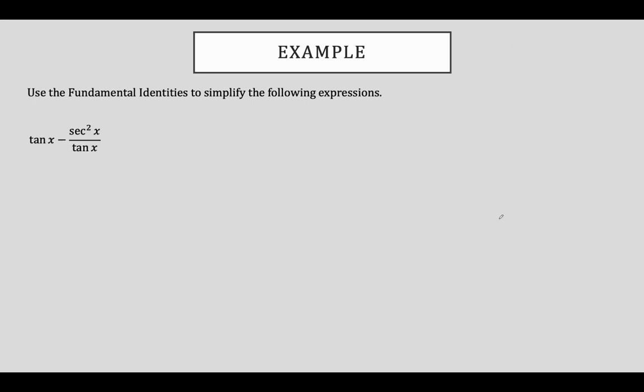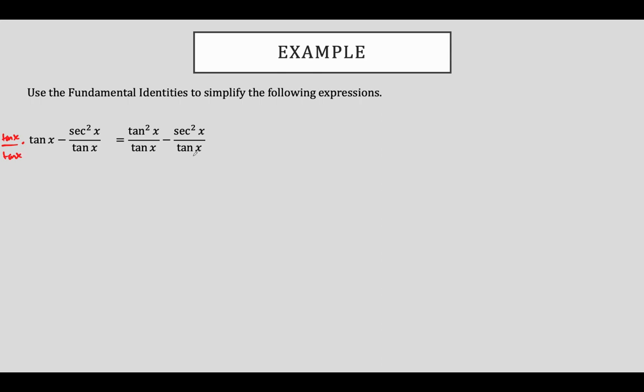All right. Last examples here. Use the fundamental identities to simplify the following expression. In some cases, all we want to do is perform the given operation. Notice here they are telling us to subtract. If I want to subtract two quantities, I must get a common denominator. My denominator of this fraction is tangent x. In order to get a denominator of tangent x, I must multiply by tangent x over tangent x. And that gives me tangent squared x over tan x minus secant squared x over tan x.